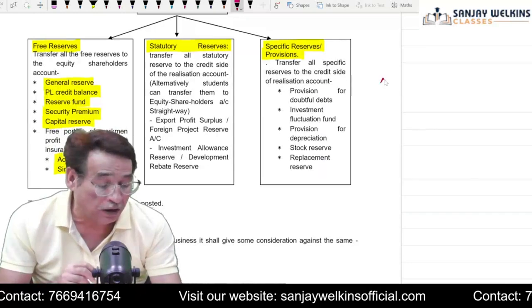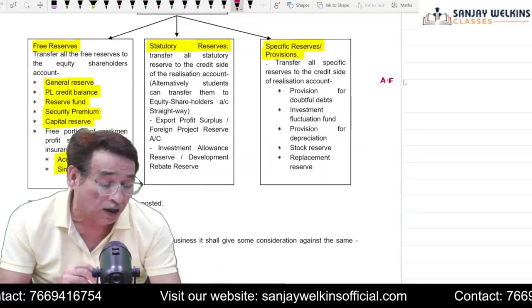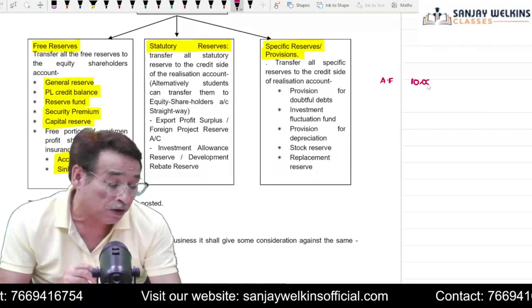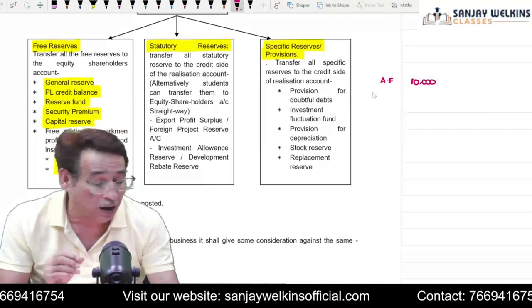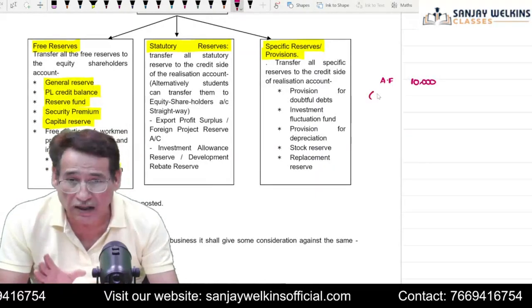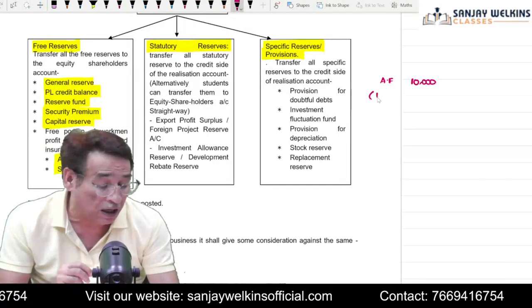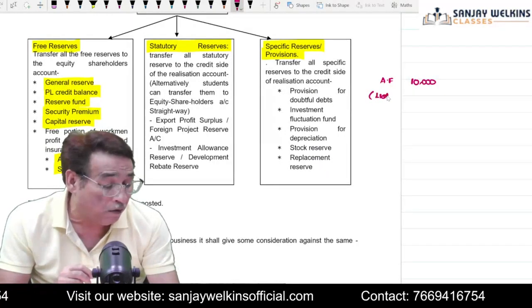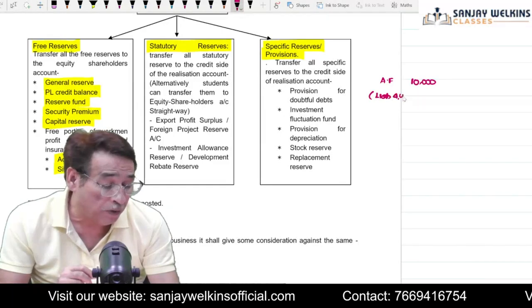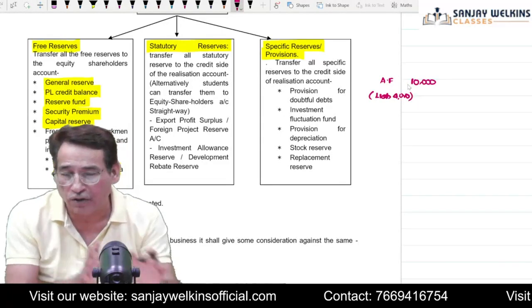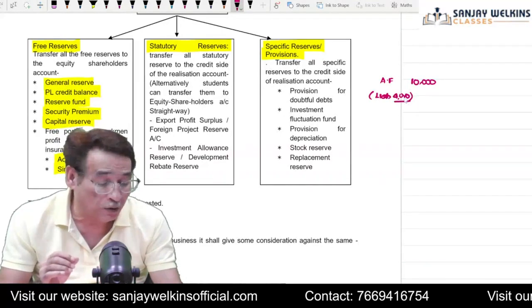What we mean by free portion? For example, in the question, it is given on the balance sheet, accident fund is 10,000. And let us say in bracket, it is written liability portion 4,000. So it means out of 10,000, 6,000 is free, correct, and 4,000 is liability.